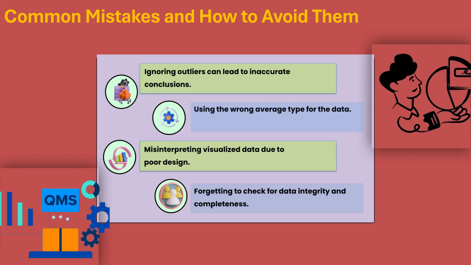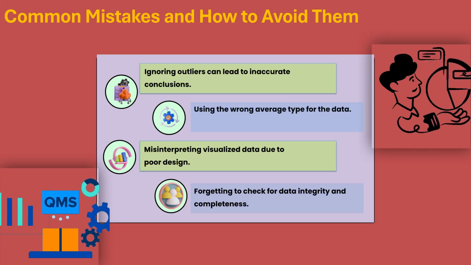Mistakes, we all make them. But when it comes to averages, some blunders can be disastrous. Ignoring outliers. That's like letting an elephant crash a small dinner party. Using the wrong average. That's like measuring temperature in Fahrenheit when you need Celsius. Bad visualizations. Oh, that's a headache waiting to happen. And let's not forget data integrity. Faulty numbers mean faulty results. Let's avoid these pitfalls, shall we?